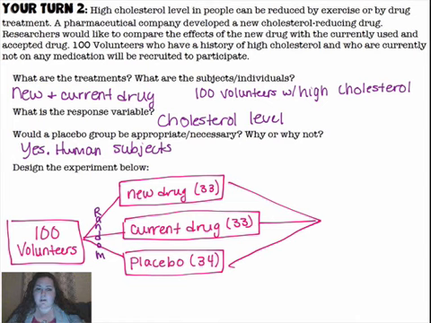Alright, and then I would compare my results. Well, I'm comparing their cholesterol level.